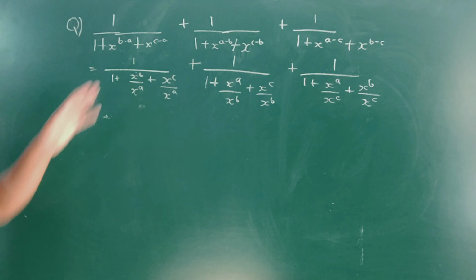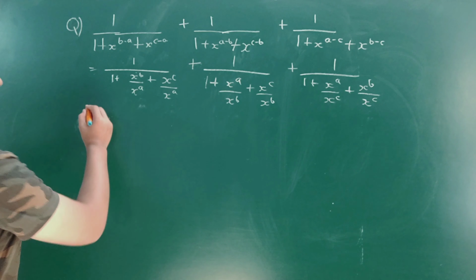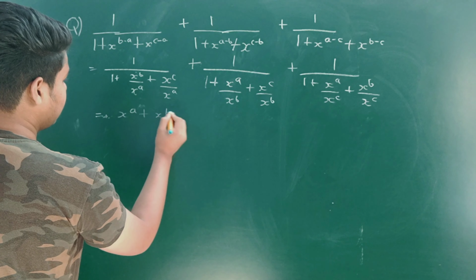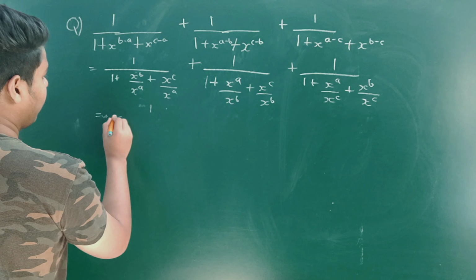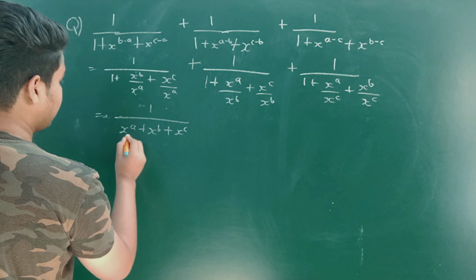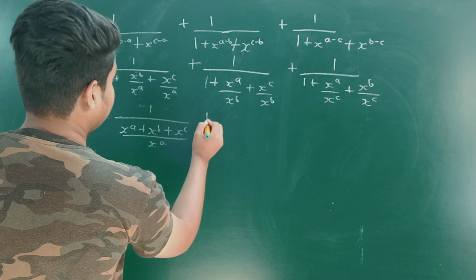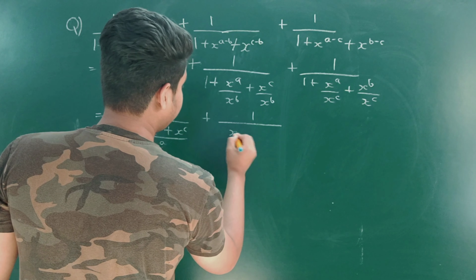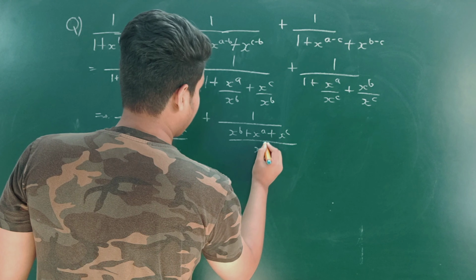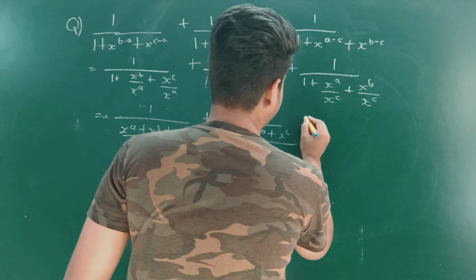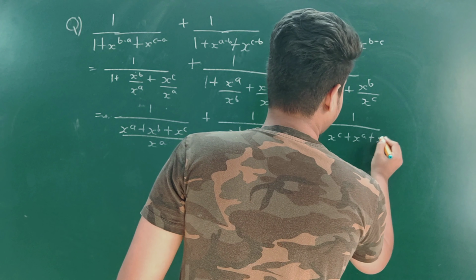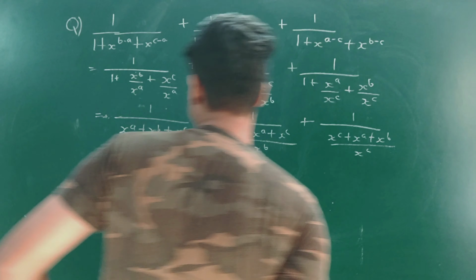We have now expanded these terms. So if we take the LCM, it will become 1 upon x to the power a plus x to the power b plus x to the power c divided by x to the power a. And this will become 1 upon x to the power b plus x to the power a plus x to the power c divided by x to the power b. And this part becomes 1 upon x to the power c plus x to the power a plus x to the power b divided by x to the power c.